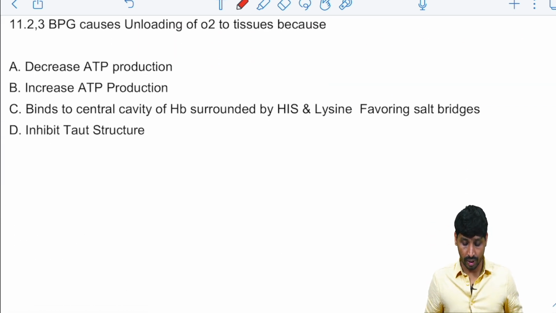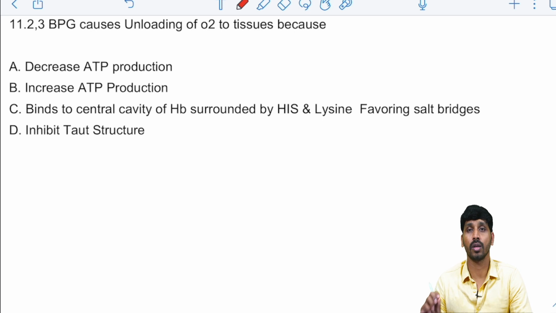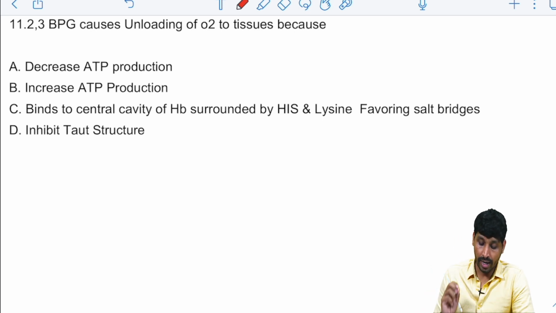The 11th question: 2,3-BPG causes unloading of oxygen to tissues because what's happening? So why is 2,3-BPG causing unloading of oxygen to tissues? The reasons given are: decreased ATP production, increased ATP production, binds to the central cavity of hemoglobin surrounded by histidine and lysine favoring salt bridges, and the fourth one is inhibits T structure.